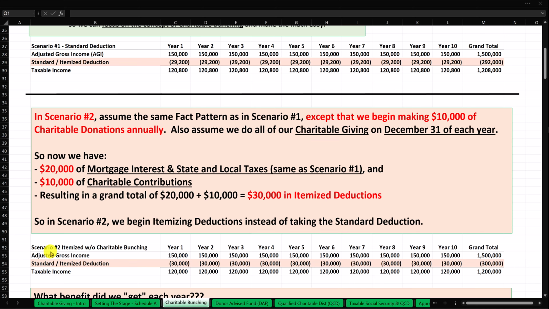And here is scenario number 2 laid out right here, itemized deductions without any charitable bunching. We have the same adjusted gross income of $150,000 annually for the 10-year period. This time we're going to do itemized deductions of $30,000 annually, resulting in taxable income of $120,000 annually. And the key number to take away from scenario number 2 is $300,000 of itemized deductions over the 10-year period.